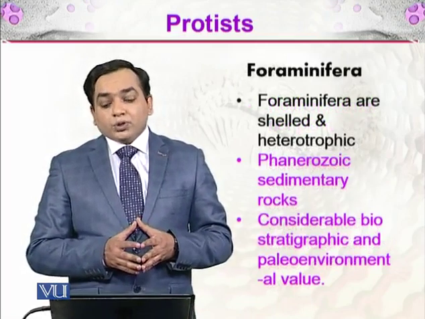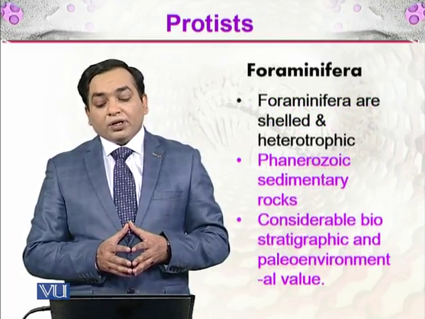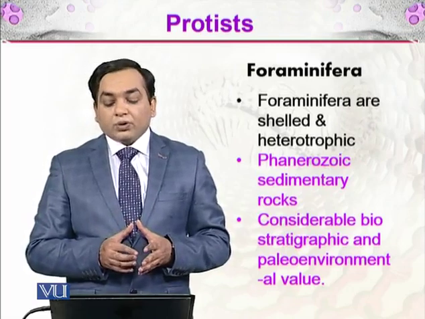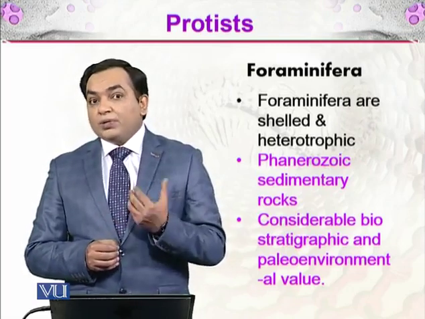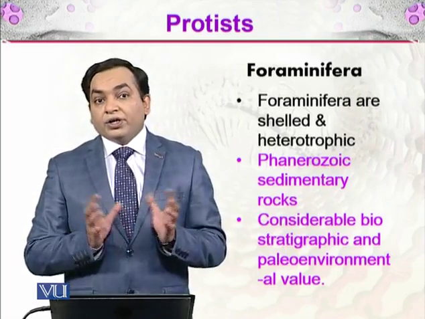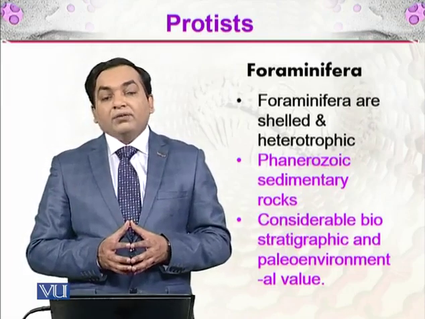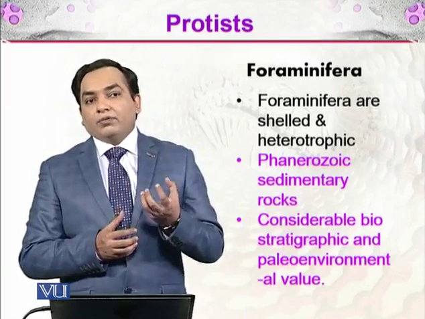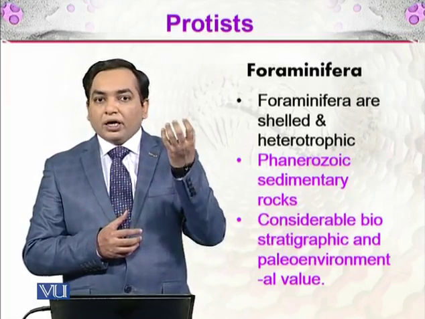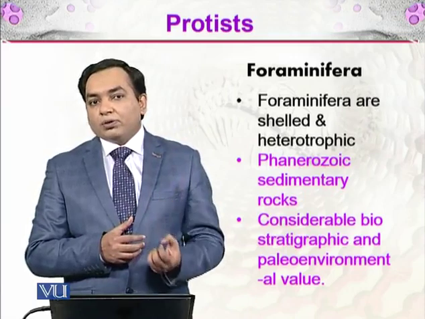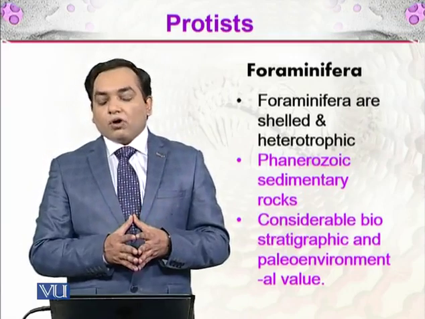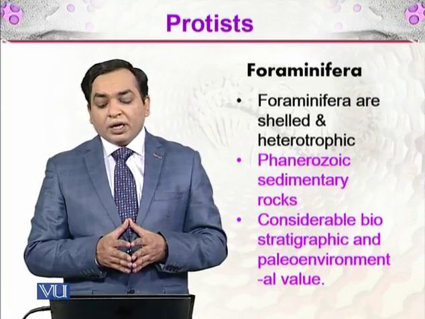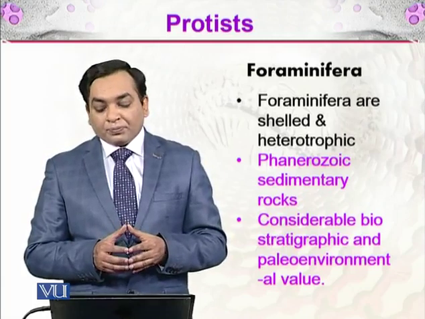The first group of protozoa are the foraminiferae. The foraminiferae are shelled, heterotrophic protozoans. These are protozoans which contain shells made up of some hard material. When these foraminiferae die, these hard parts sink to the bottom of the ocean, and they form sedimentary rocks there. So we can see the sedimentary rocks formed by the foraminiferae in the Phanerozoic eon.